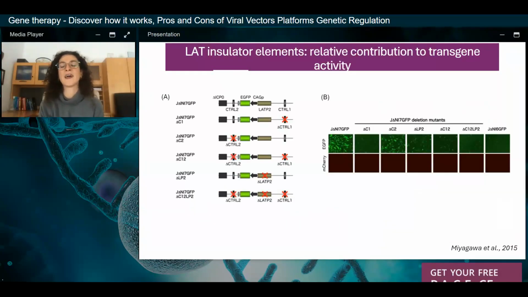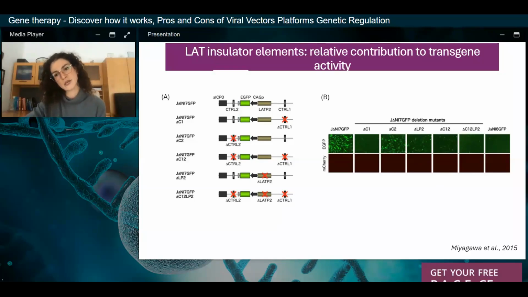We wondered and wanted to understand what the relative contribution of these insulator elements at this location is. So we created a series of mutants of JDNI7-GFP in which we removed the upstream elements, the downstream elements, both of them, the enhancer, and all of them. And again, we transduced human dermal fibroblasts. We observed that the highest level of expression is achieved when all the elements are present, but we also noticed that the deletion of the upstream elements, CTRL1, rapidly caused transgene silencing.